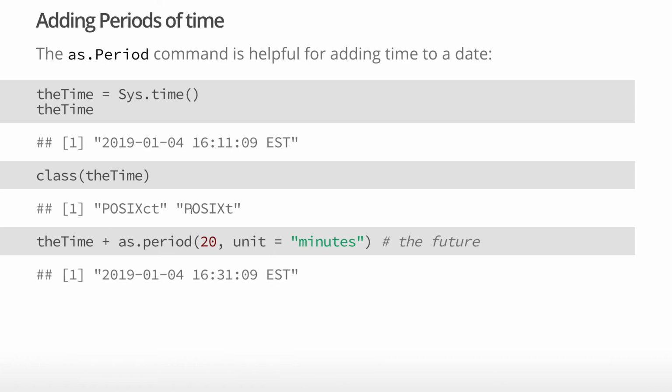There is a function called as.period where you can add to time. So the time plus 20 minutes in the future, you can give it the unit. This takes this and adds 20 minutes. This is super helpful, especially when you're making data for visits. So this is like 3 months down the line, this is a month down the line, this is when that person should come in, this is their 30-day window, this is their 5-day window. as.period is really helpful for that.